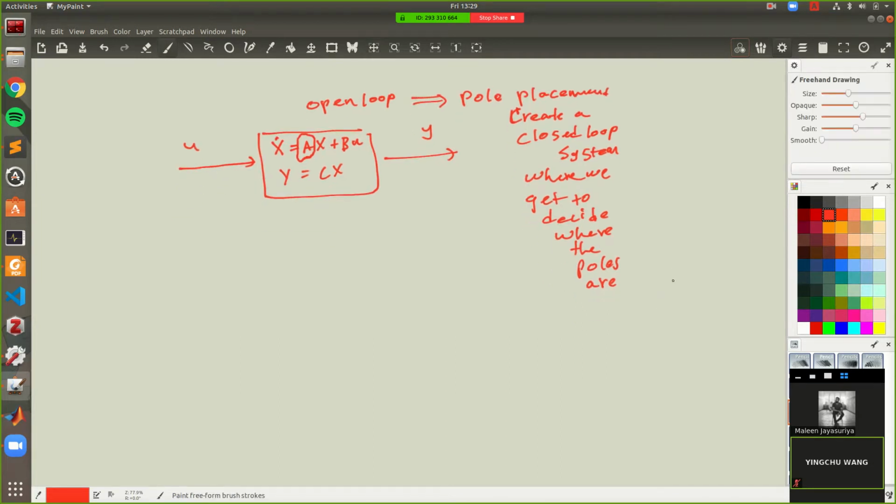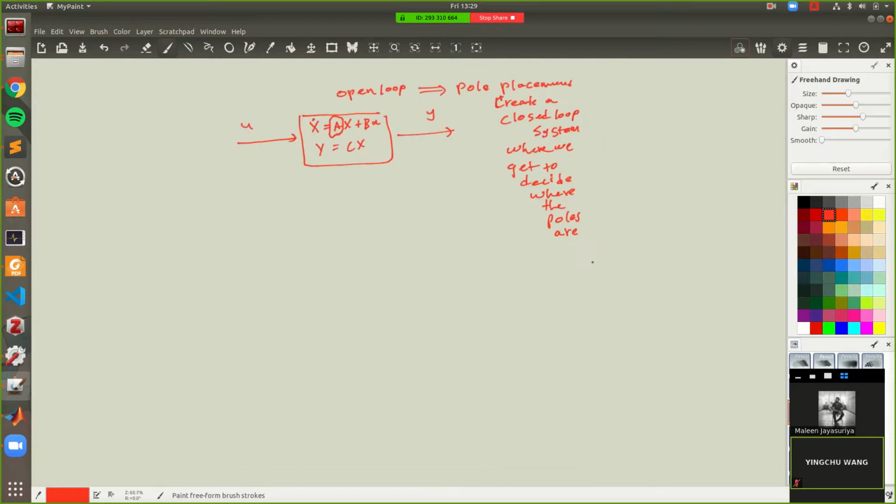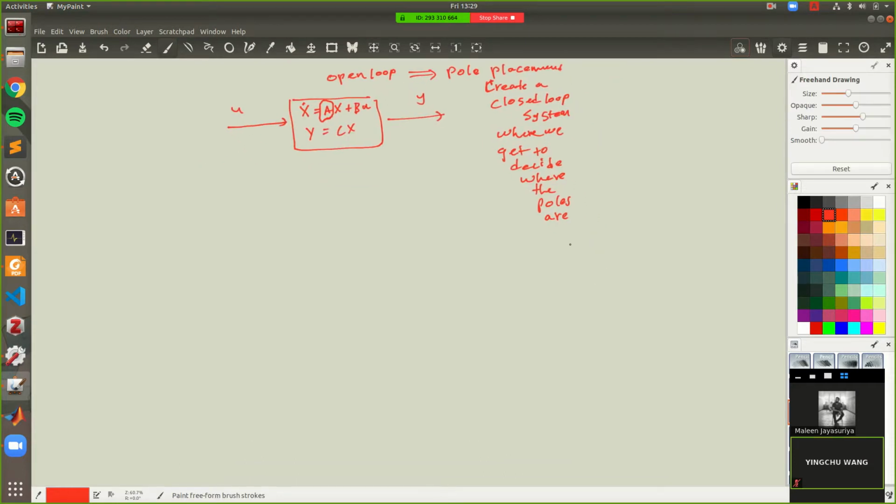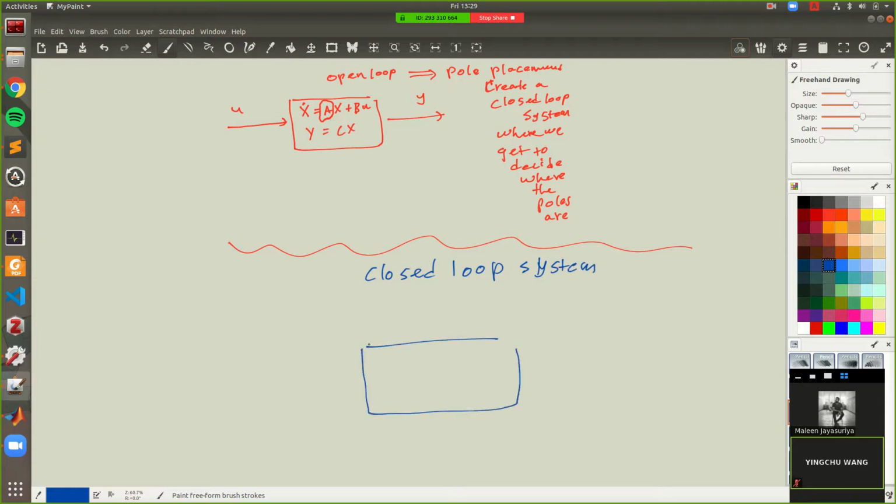So how we do that is through creating a closed loop system, right? So how we adjust this open loop system. This is an open loop system, and now we're going to create a closed loop system where we have more control over the dynamics of the system, right? So we have x dot equals Ax plus Bu, y equals Cx.